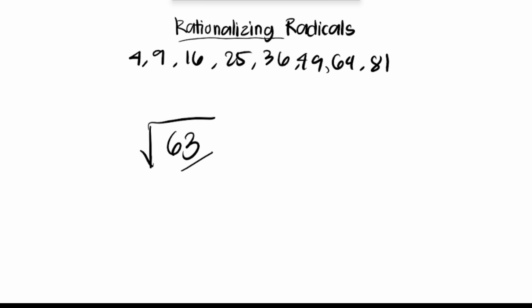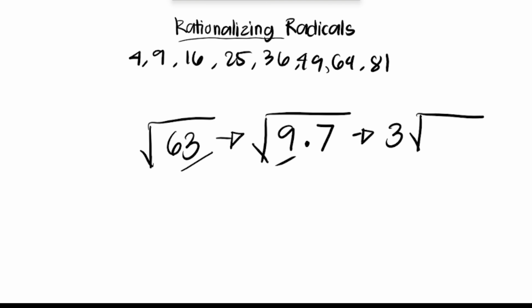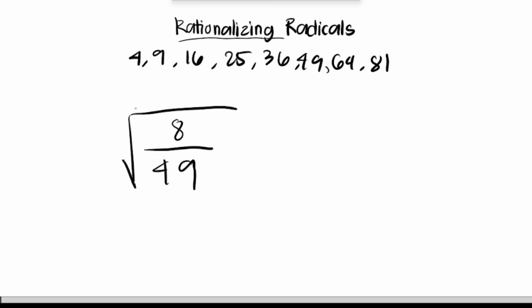63 is not a perfect square. Therefore, we could just break it down into 9 times 7. 9 is a perfect square. Therefore, we could just take its square root, put it outside, and we have 7 remaining. Okay, so we have 8 over 49.